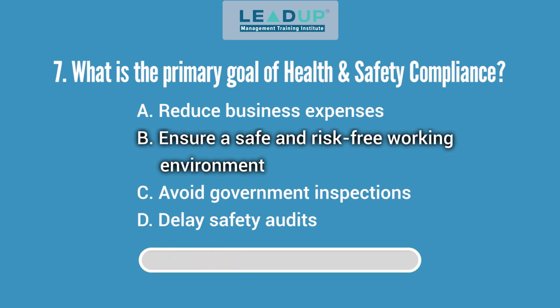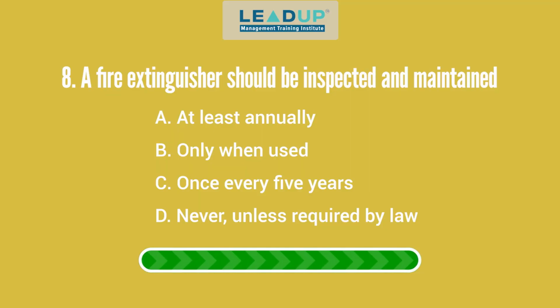Answer: ensure a safe and risk-free working environment. Question 8. A fire extinguisher should be inspected and maintained. A. At least annually. B. Only when used. C. Once every 5 years. And D. Never unless required by law.